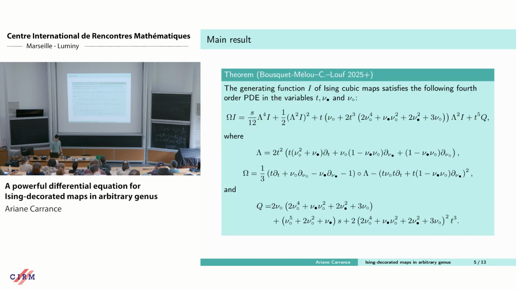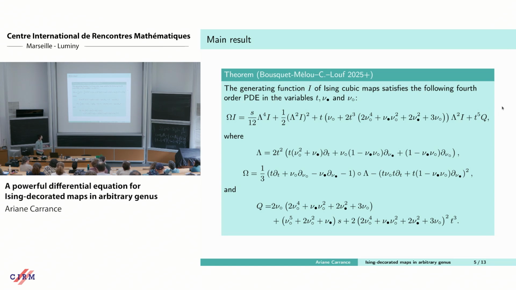So what did we prove? We have this kind of scary statement, but let me go through it with you. The generating function that I defined earlier satisfies this partial differential equation. You see that the variable s that enumerates the genus is not very present here. It's just in this first coefficient, and also in this polynomial that appears on the right-hand side.